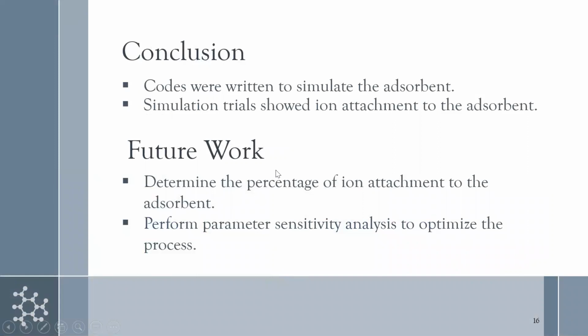To sum up, what we have done so far is to successfully write the codes that will simulate the adsorption process. And also we have noticed some ion attachment through the simulation trials that we already have done. However, due to some limitations such as technical problems and the long time the simulation runs take, which may go up to weeks, our work is not yet finalized.